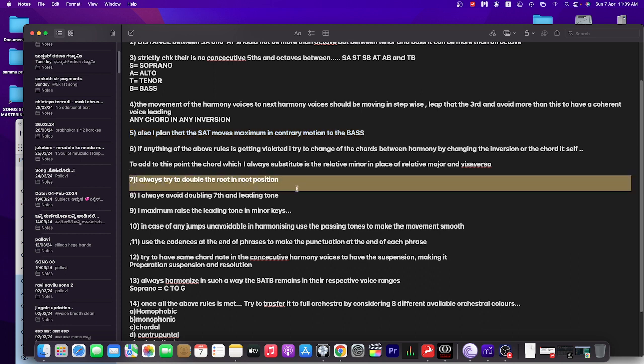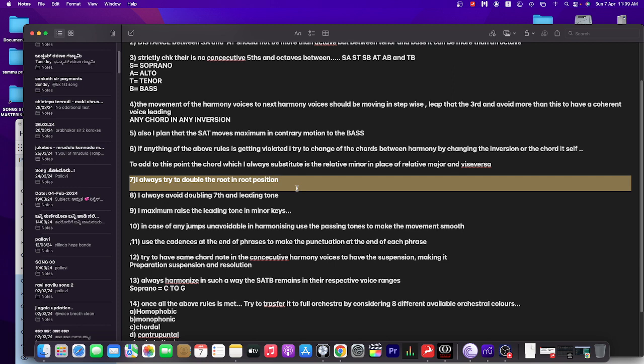The seventh point is, I always try to double the root in root position. This is a very important rule and a very good technique. Once you have a chord in root position, it's always advised and always better to double the root rather than any other note. Of course, if some rule is getting violated, you can double the third. Also the fifth, for stability.